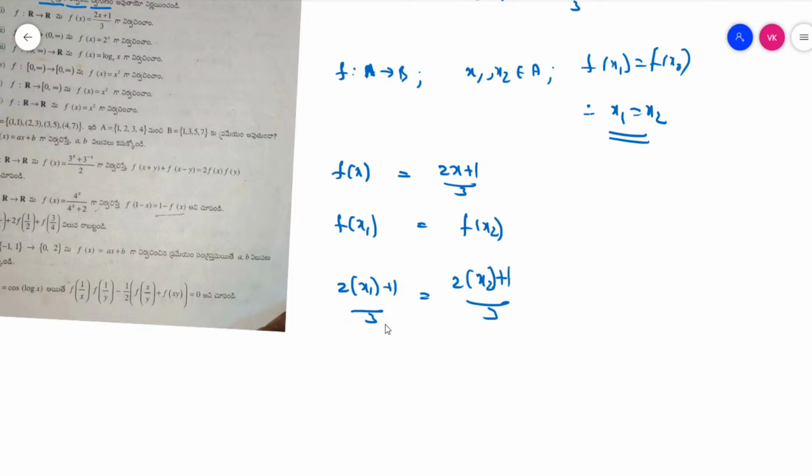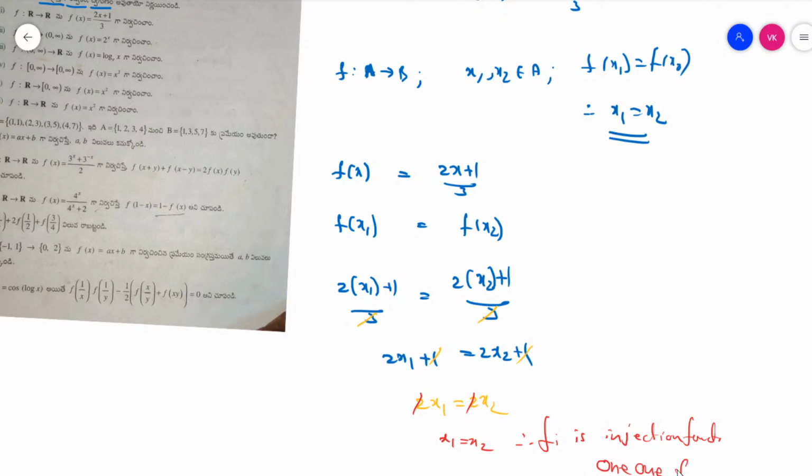We can easily cancel the 3 on both sides, and we can write 2x1 plus 1 is equal to 2x2 plus 1. We can now also cancel the 1, and then we can write 2x1 is equal to 2x2. Then we can easily cancel the coefficient also. Then we will get x1 is equal to x2. Then f is an injection function. It's over. Injection function. Okay.